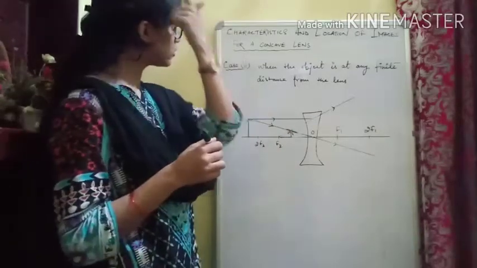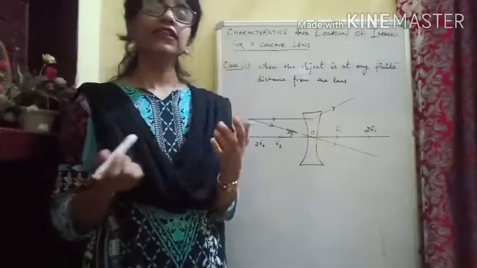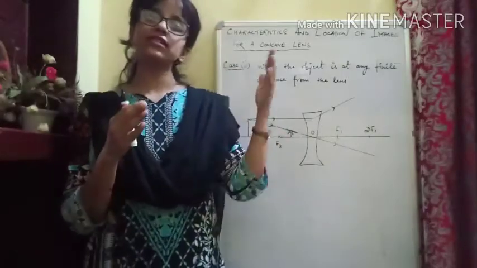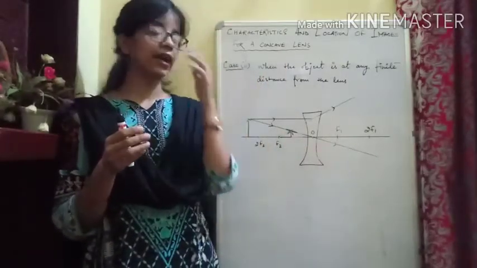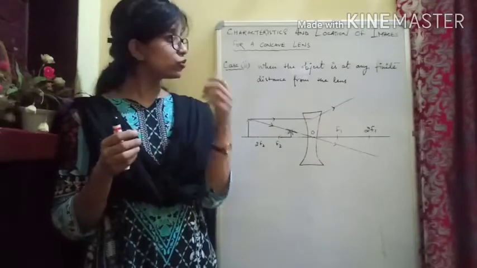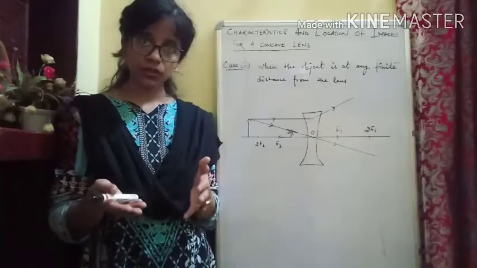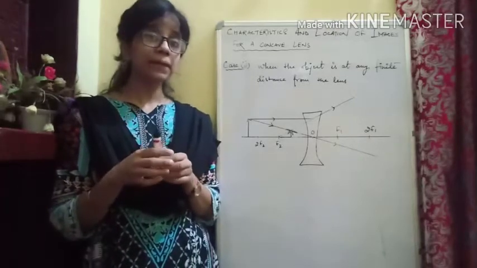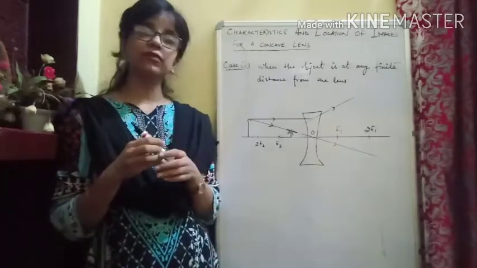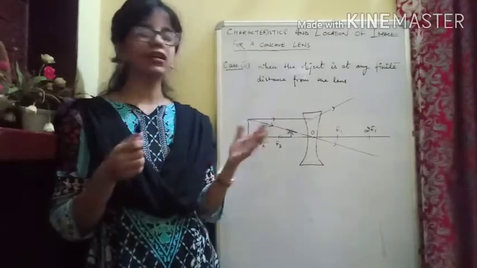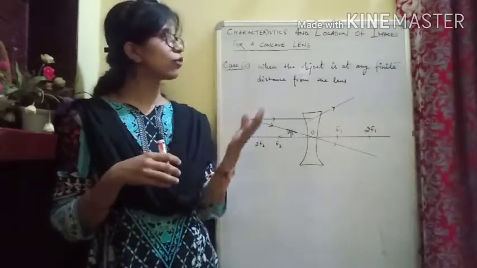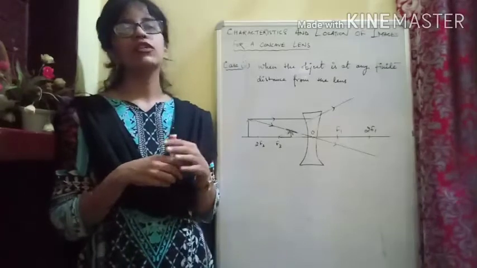So in the case of a concave lens we take only two cases, when the object is at infinity and when the object is at any finite distance. You see in both the cases the image formed is always virtual, always upright, and always highly diminished. So these are the characteristics of images formed by a concave lens. We have already seen them for the convex lens.